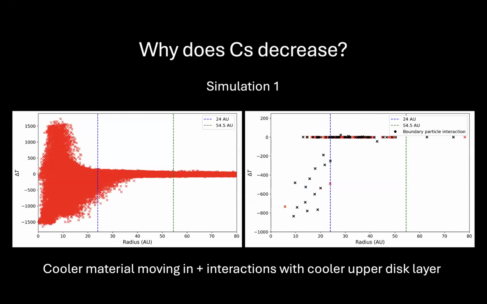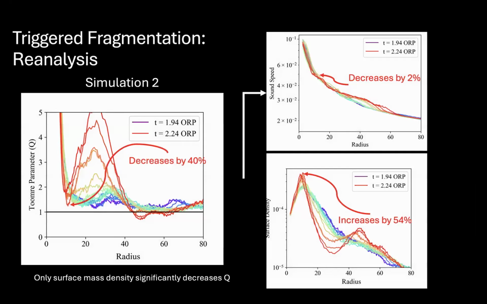Whereas in simulation 2, where we have a one solar mass star with a 0.9 solar mass disk, we see that the Q has a much more dramatic drop at the location of the second fragment, which in this case is at 10 AU, and decreases by 40%, where the sound speed only decreases by 2% and the surface mass density increases by 54%. So in this case, only the surface mass density, which is the movement of material, is significantly contributing to this decrease in Q.